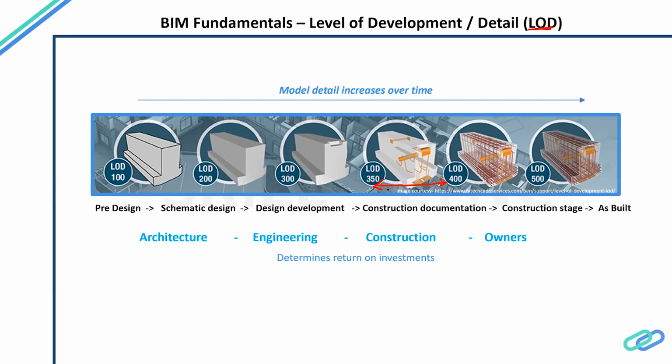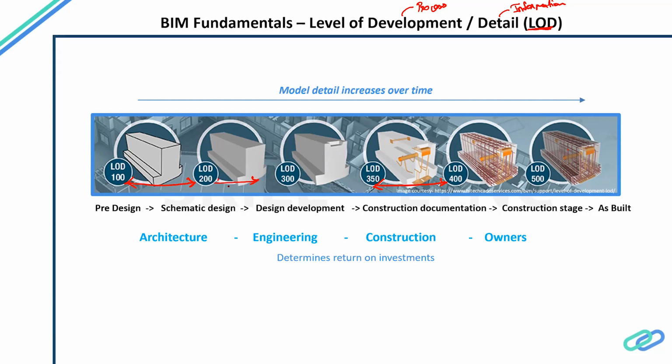LOD actually refers to the level of detail, and level of development refers to the process, whereas level of detail refers to the amount of information associated with that level. For example, if I am a visualizer and I want to visualize a particular building, the LOD level that I would require will be between 100 to 200, or a little more than that, 250 to 300.